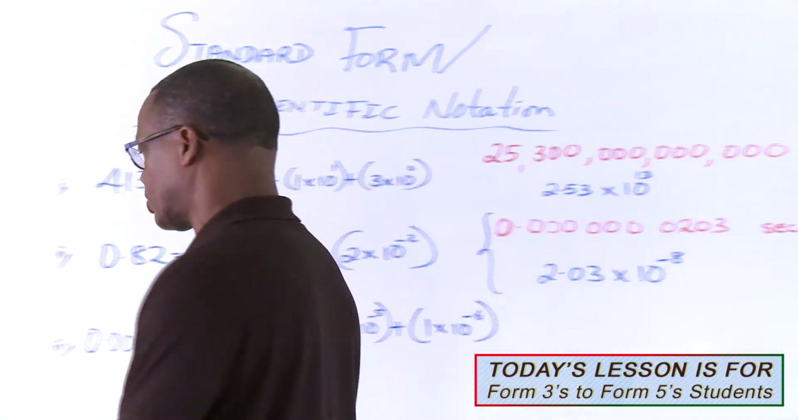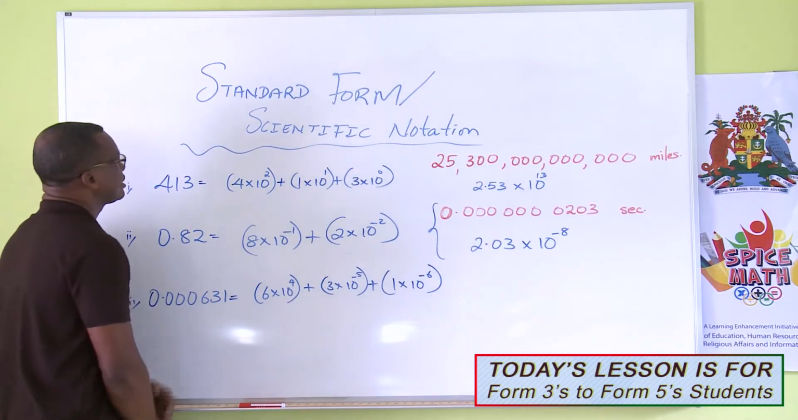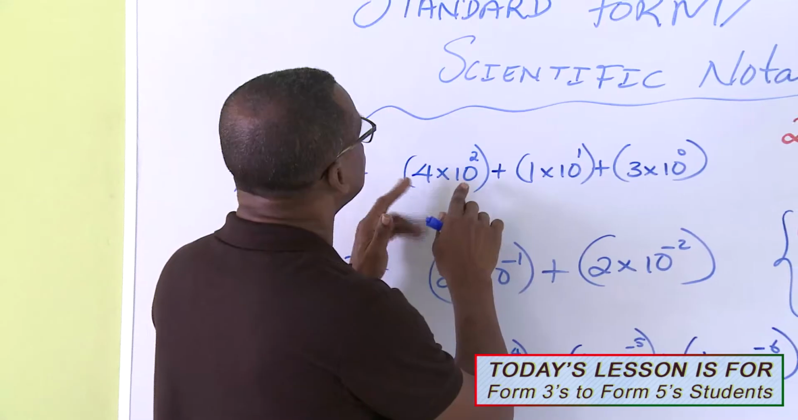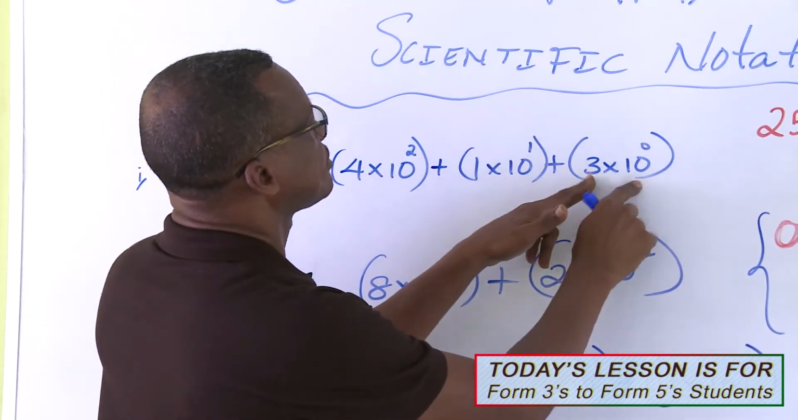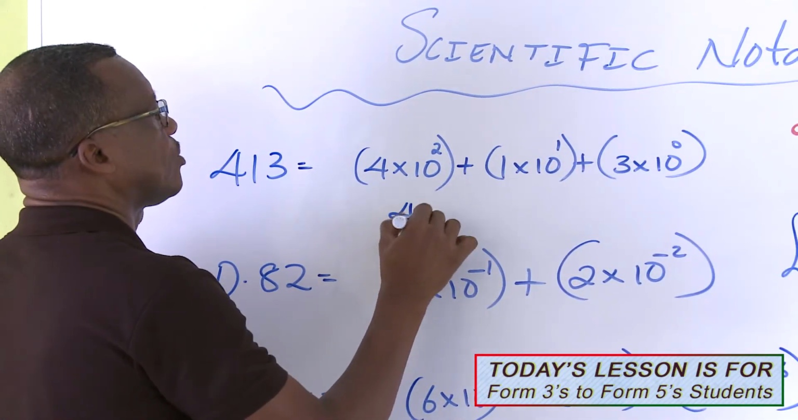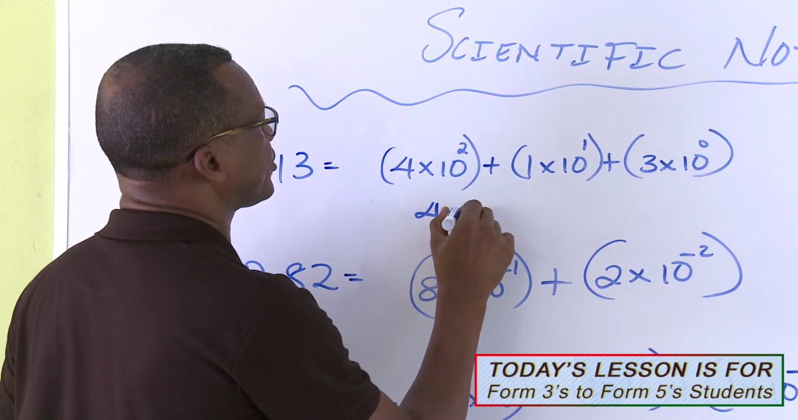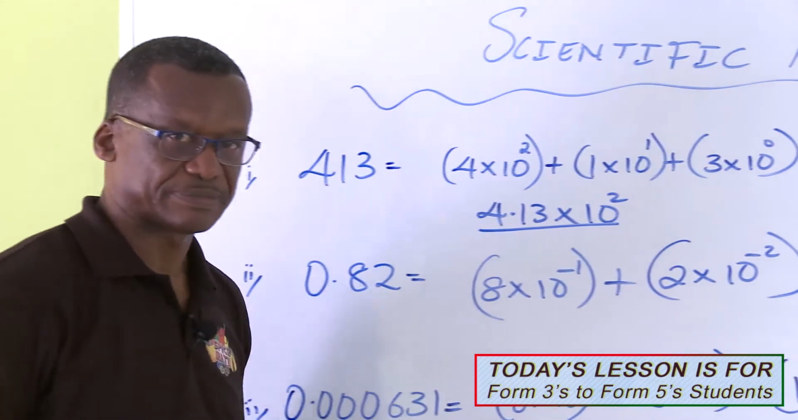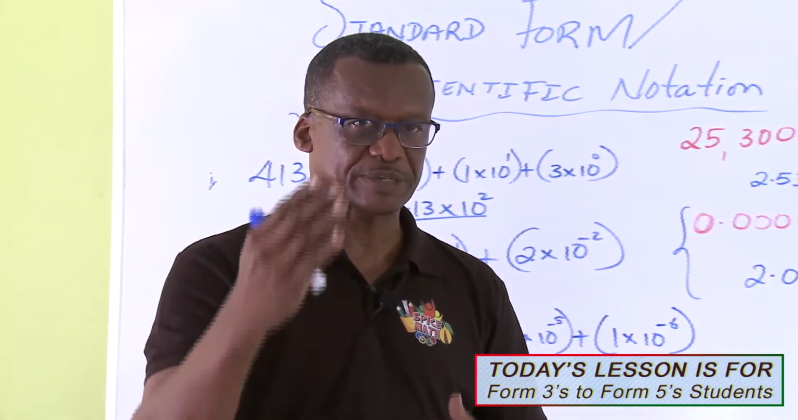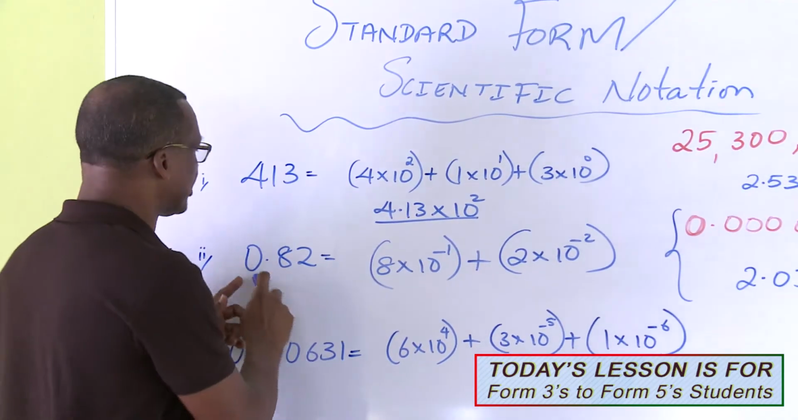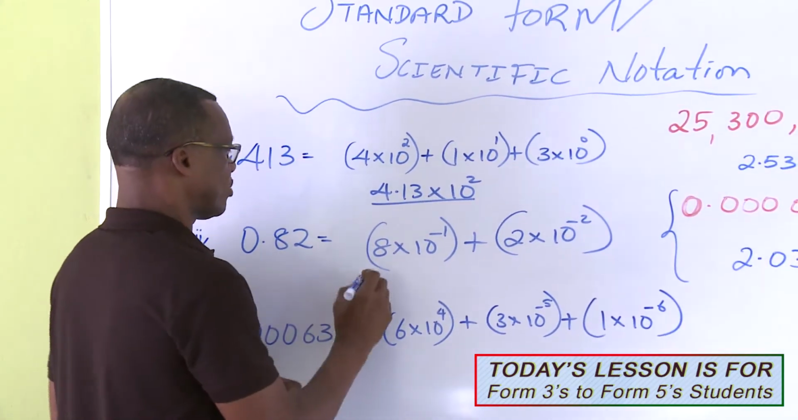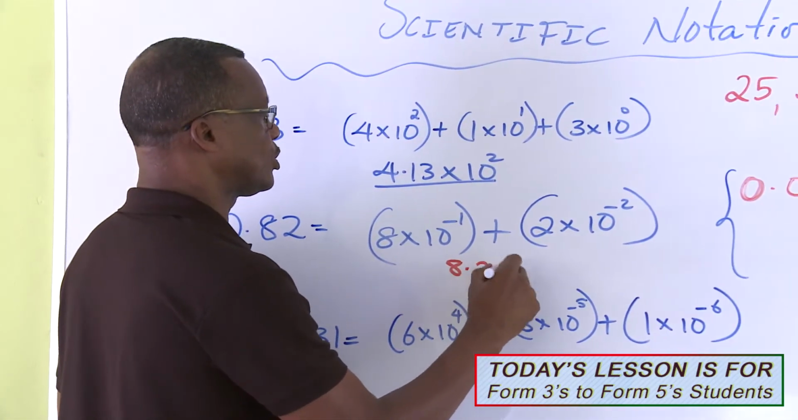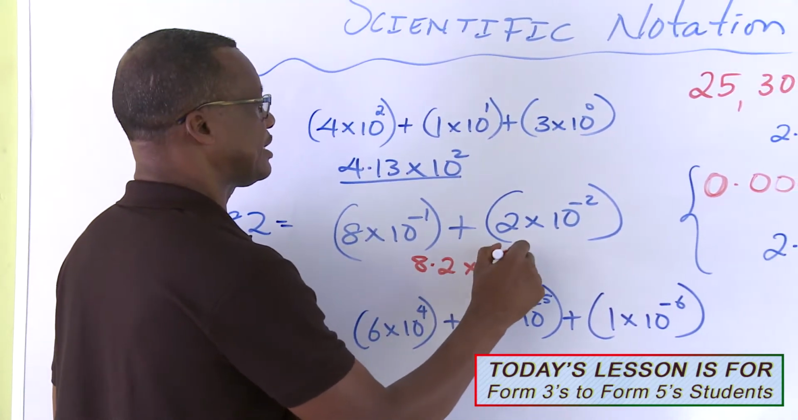Let's go back to some of the examples we used at first. 413 was given as 400, 110, 3 units. When we convert that to scientific notation, we get 4.13 multiplied by 10 squared. I want you to try to pick out the pattern. 0.82, when this is written in standard form or scientific notation, we're going to get 8.2 multiplied by 10 to the negative 1.